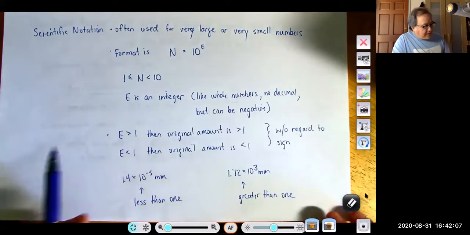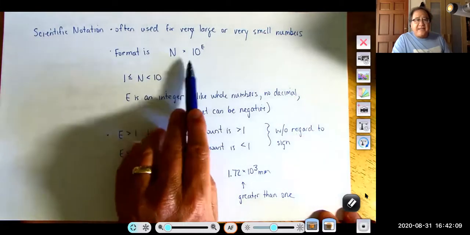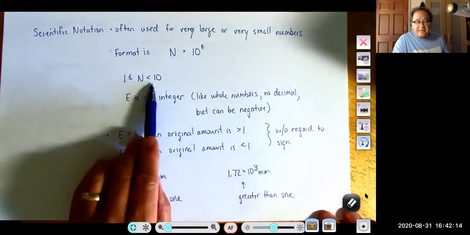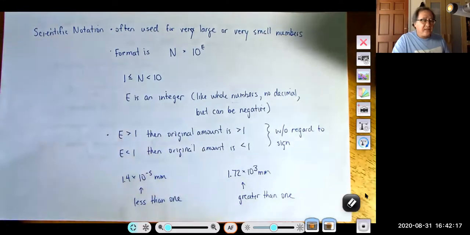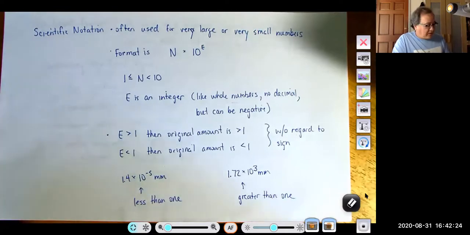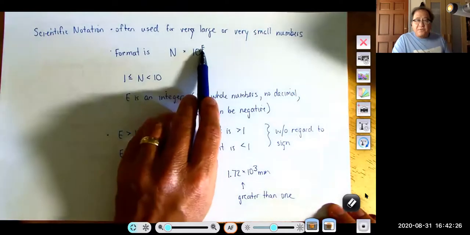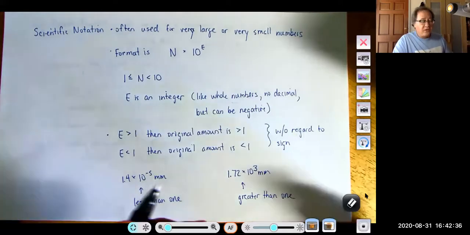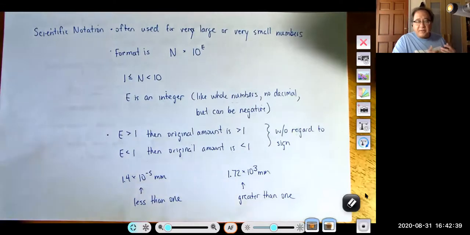So the format is n times 10 to the e, where n is greater than or equal to 1, but less than 10. So 9.9 is okay, 10.1 is not. 1.1 is okay, 0.99 is not. E is the exponent of 10, and it's going to be an integer, which means it's going to be a whole number, but it could be negative. So it could be -1, -5, 0, 2, 4, but it's got to be an integer.